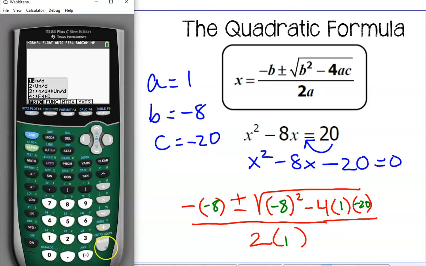Fraction, alpha y equals, negative, parentheses, -8, parentheses. I'm going to do a plus sign this time. Blue x squared, that's the square root button, parentheses, -8, close parentheses. Remember, the squared sign goes on the outside. Oh no, look at my screen. One of my parentheses didn't click. I want to show you something.